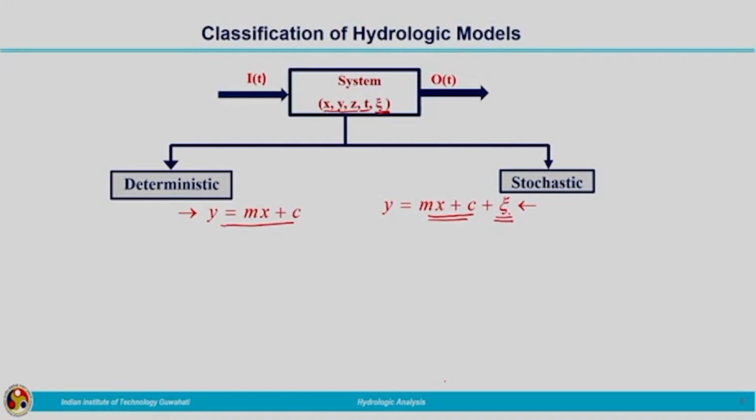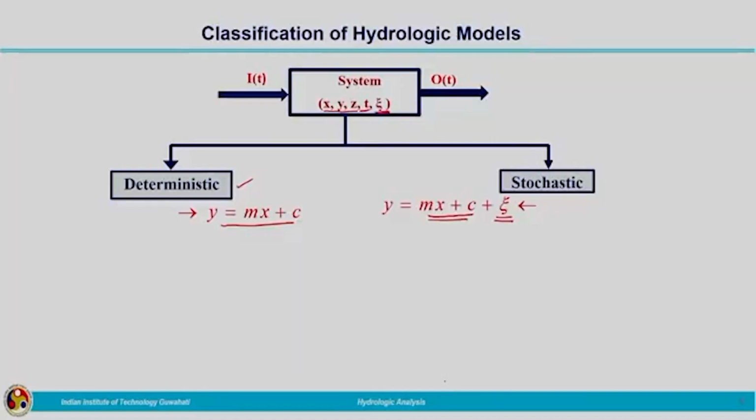So you look at these two equations, y is equal to mx plus c and y is equal to mx plus c plus theta. In the case of a deterministic model, for one value of x, we will get single value for y. Corresponding to single value of input x, we will be getting single output y.